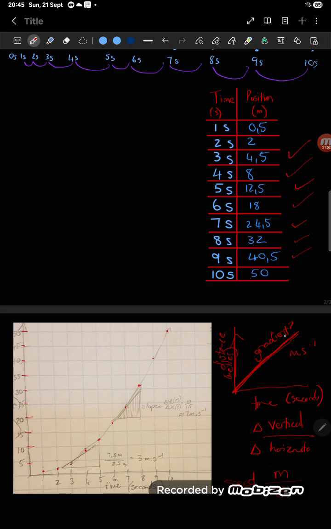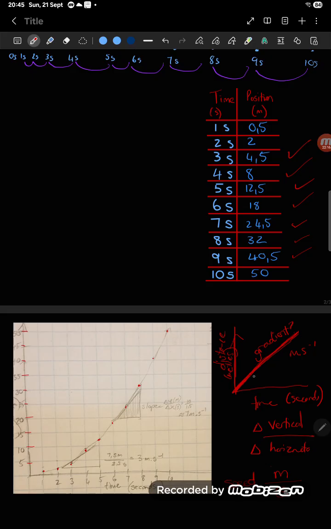What is the gradient of the distance-time graph? Or if you've got magnitude with direction, velocity, displacement-time, what does the gradient represent? It means the change in speed. Now, did this speed change at all? No, the speed was constant.